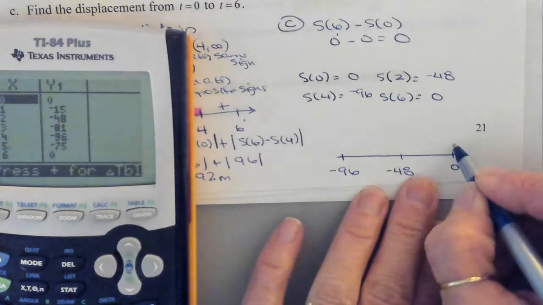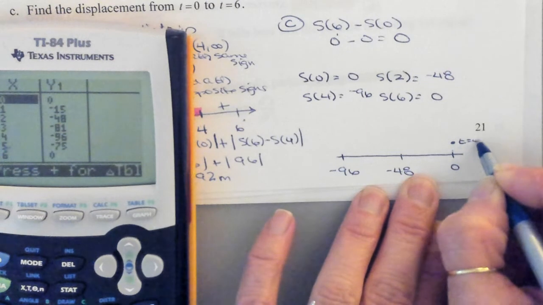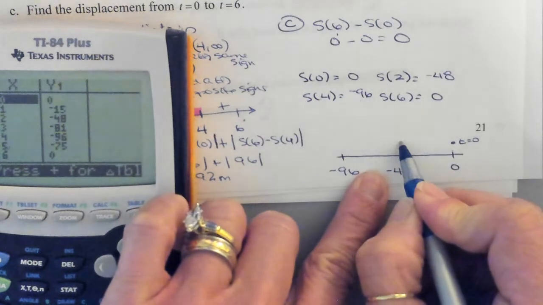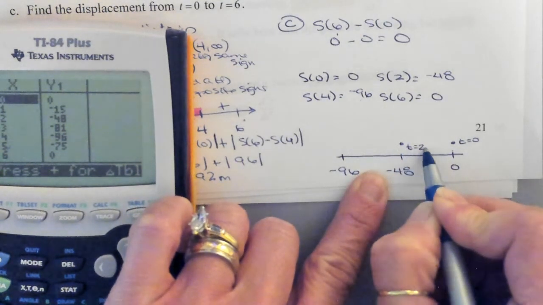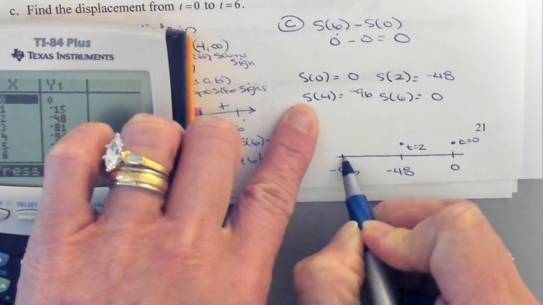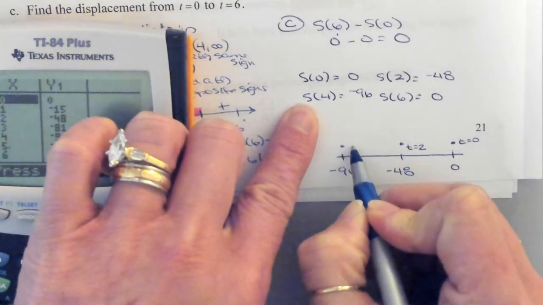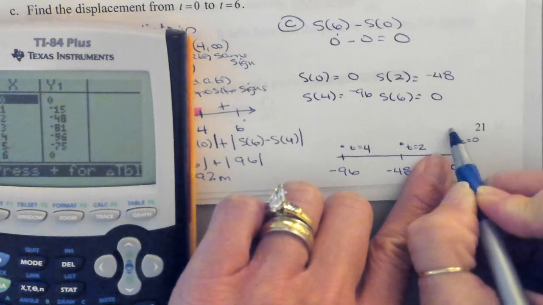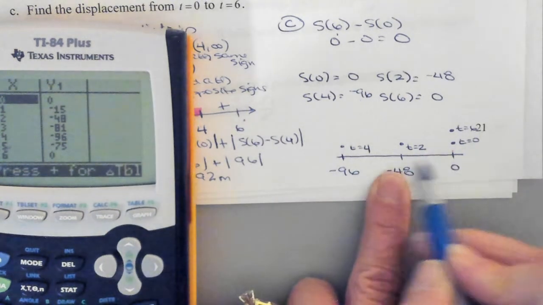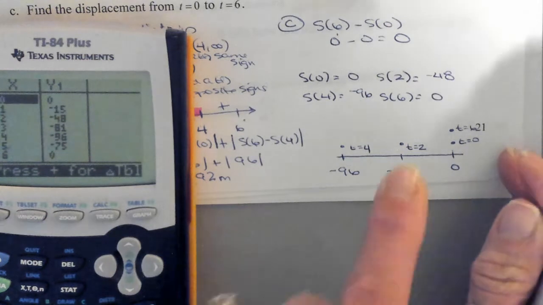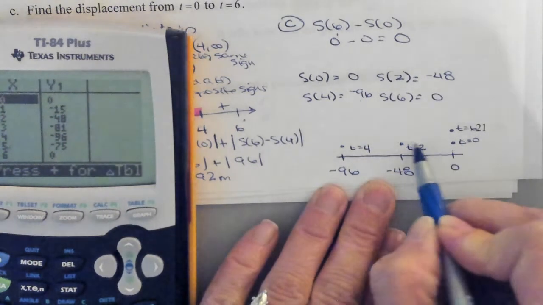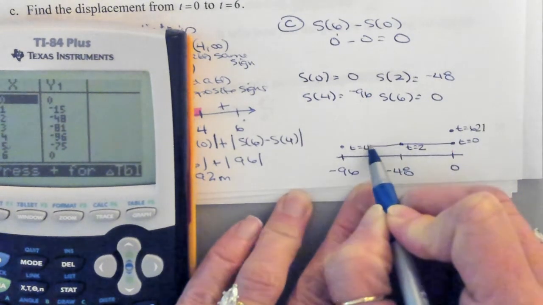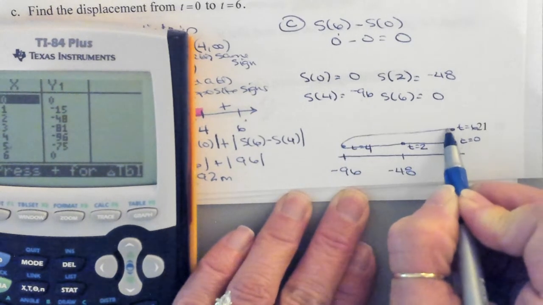But what I'm looking for is my particle started here at time 0. And then at time 2, we saw that the position of the particle was here at negative 48. So I'm going to put time equals 2 here. Then at time 4, the particle was at negative 96. So this is time 4. And then at time 6, the particle was back here at 0. So all I did was put points on here because numerically, we went from time 0 to time 2 to time 4 and then back to time 6 here. So we're looking at the position of the particle over that time frame.